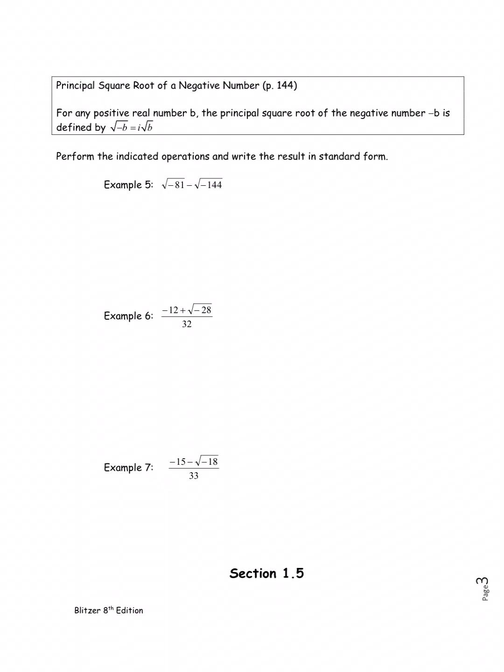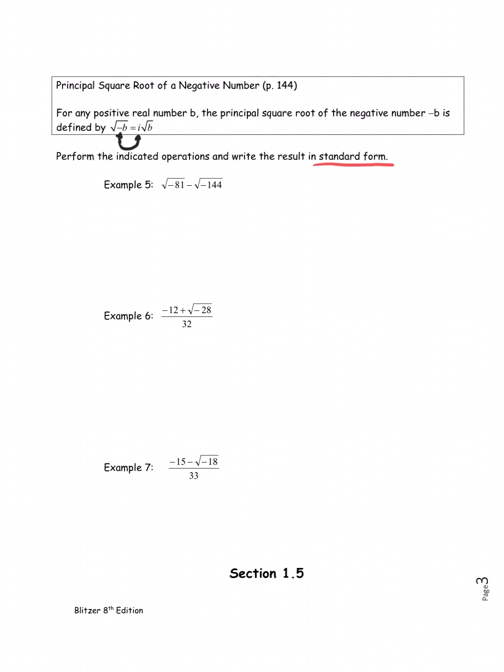The principal square root of a negative number. For a positive real number b, the principal square root of a negative number, negative b, is defined by the square root of negative b equals i times the square root of b. So basically, whenever we have a negative inside the radical, it's the imaginary i, and then you work with the square root of the number part. So in example 5, we're just basically writing the result in standard form, which is the a plus bi format.